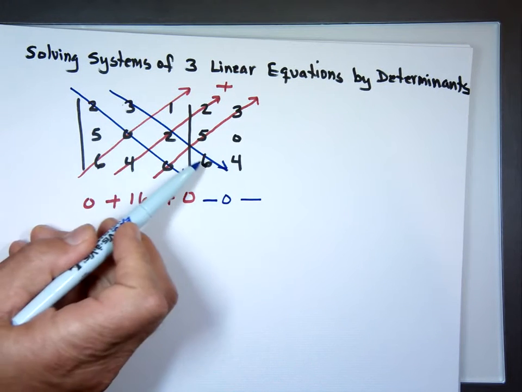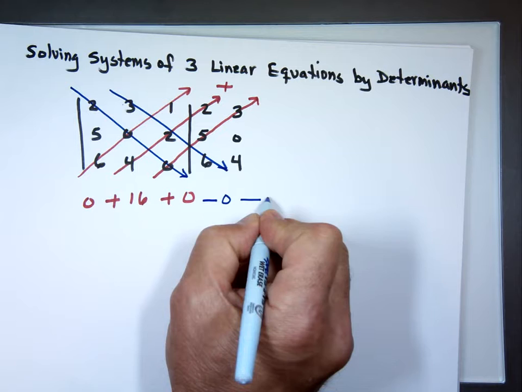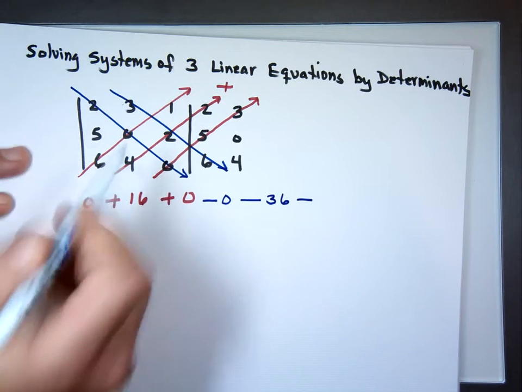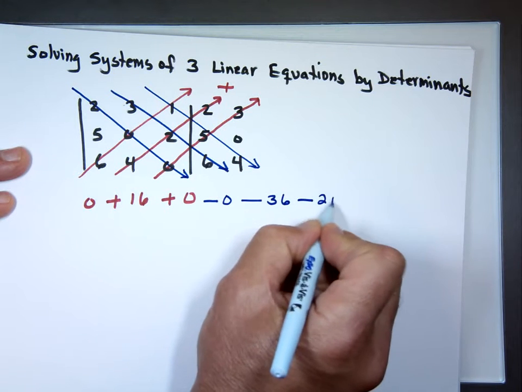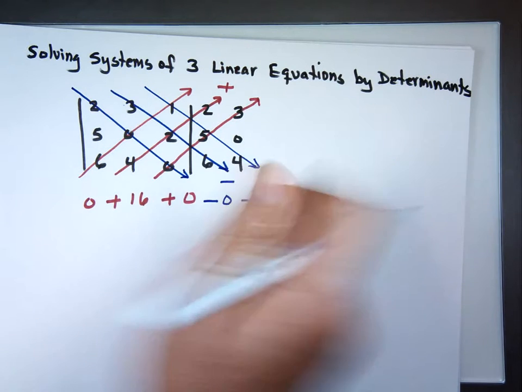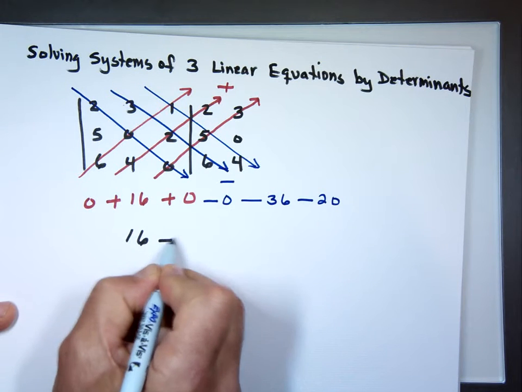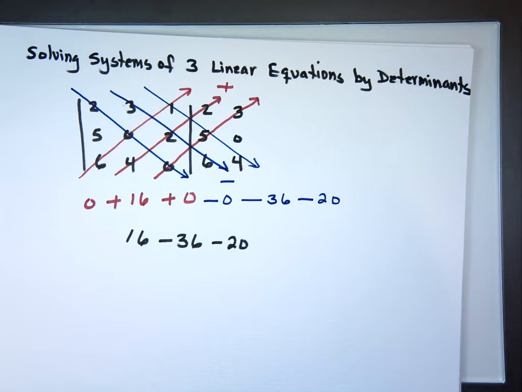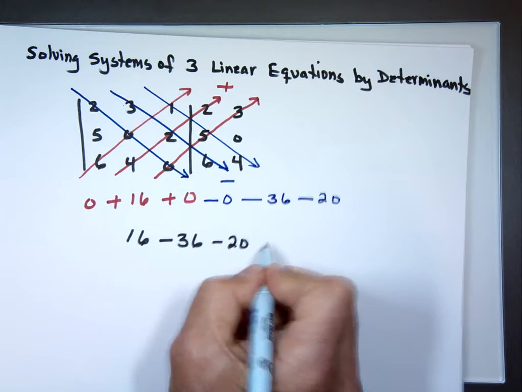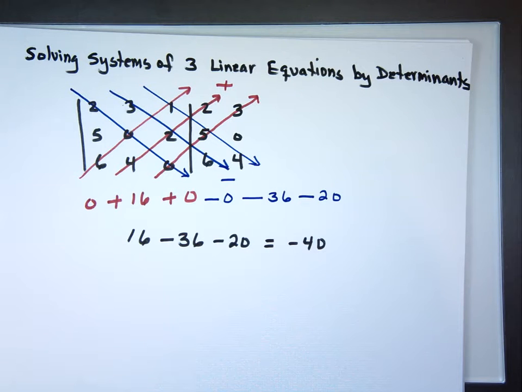Multiply these numbers. 3 times 2 times 6. 3 times 2? 6. 6 times 6? 36. Minus 1 times 5 times 4, which is what? 20. So we add the ones going up, we subtract the ones coming down, and that's it. So what's that number equal to? 16 minus 36 minus 20. Is that a minus 40? That's the value of that 3 by 3.